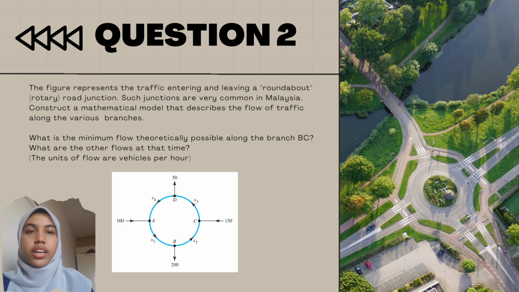The figure represents traffic entering and leaving a roundabout junction that is very common in Malaysia. We need to find the minimum flow theoretically along the branch BC and the ideal flow at that time. Units of flow are vehicles per hour.